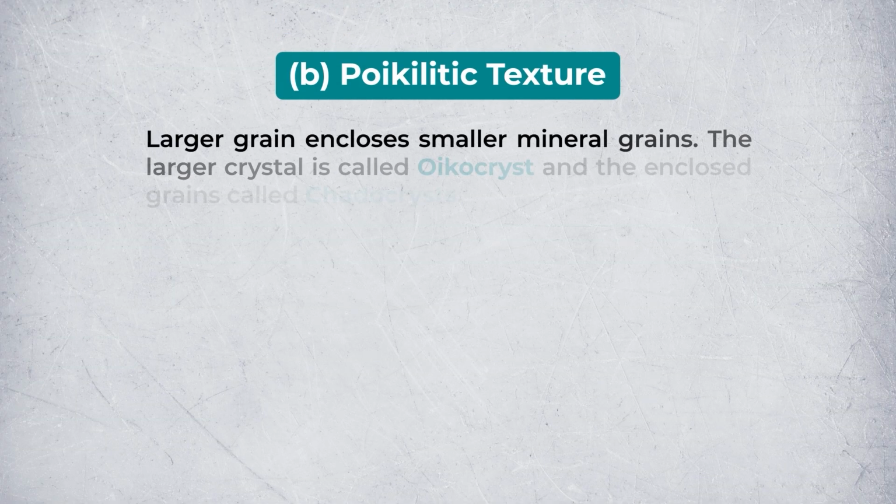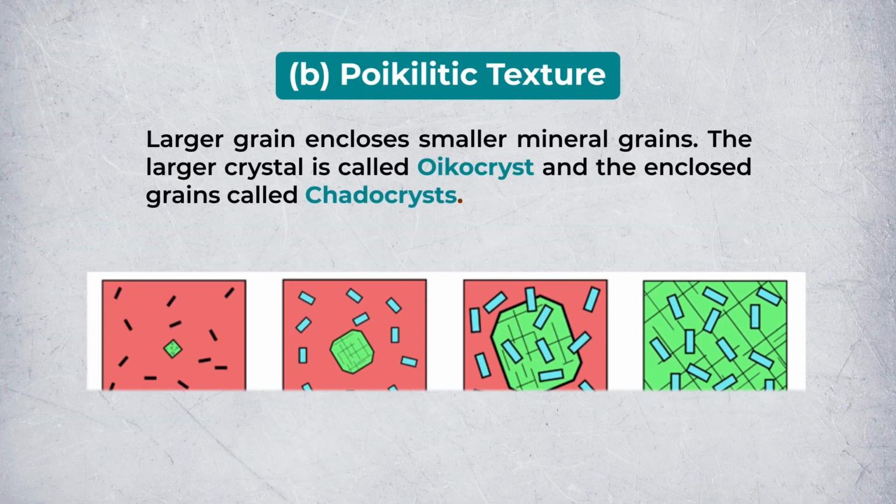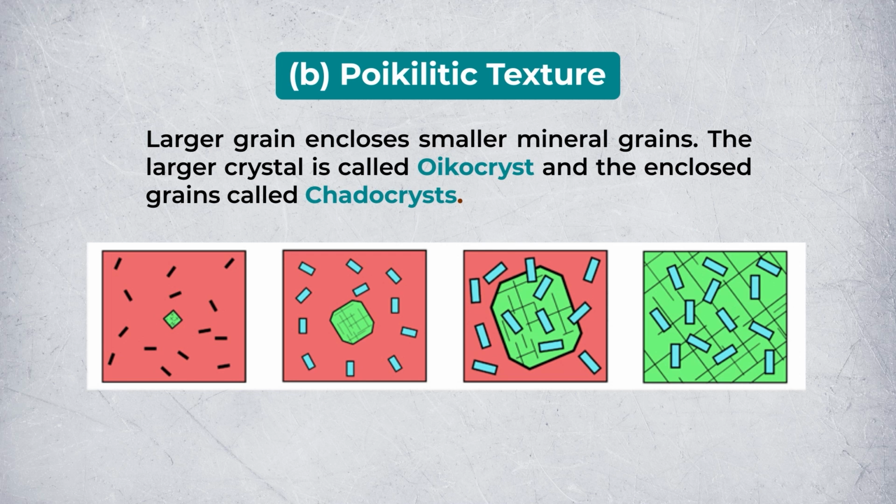The second important category is called poikilitic texture. In this case, the larger grain encloses smaller mineral grains. The larger crystal is called oikocryst, whereas the enclosed grains are called chadacrysts. The poikilitic texture is of three different types.